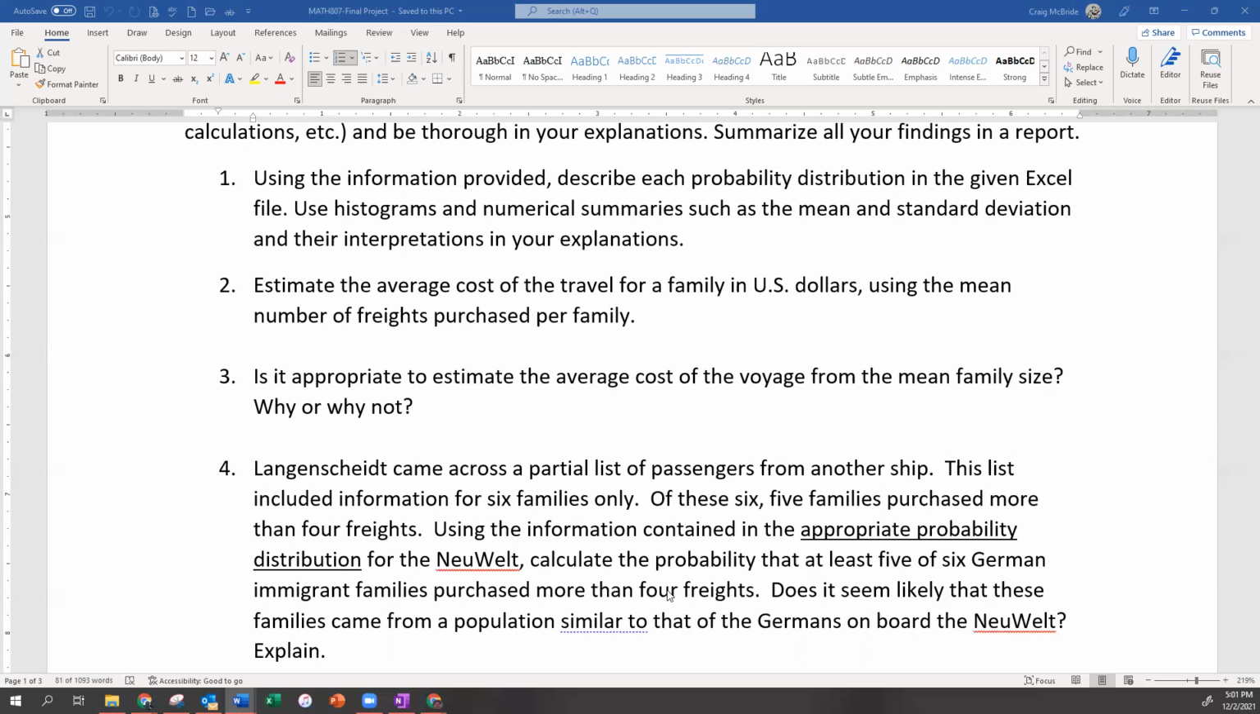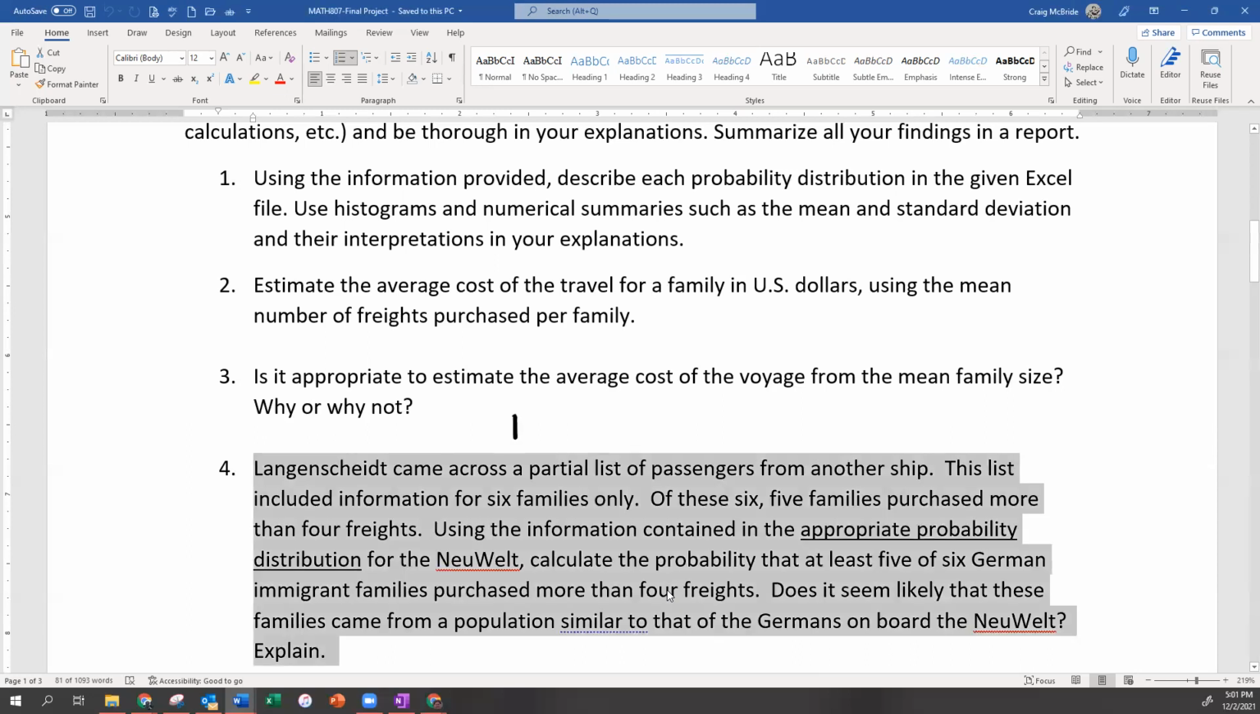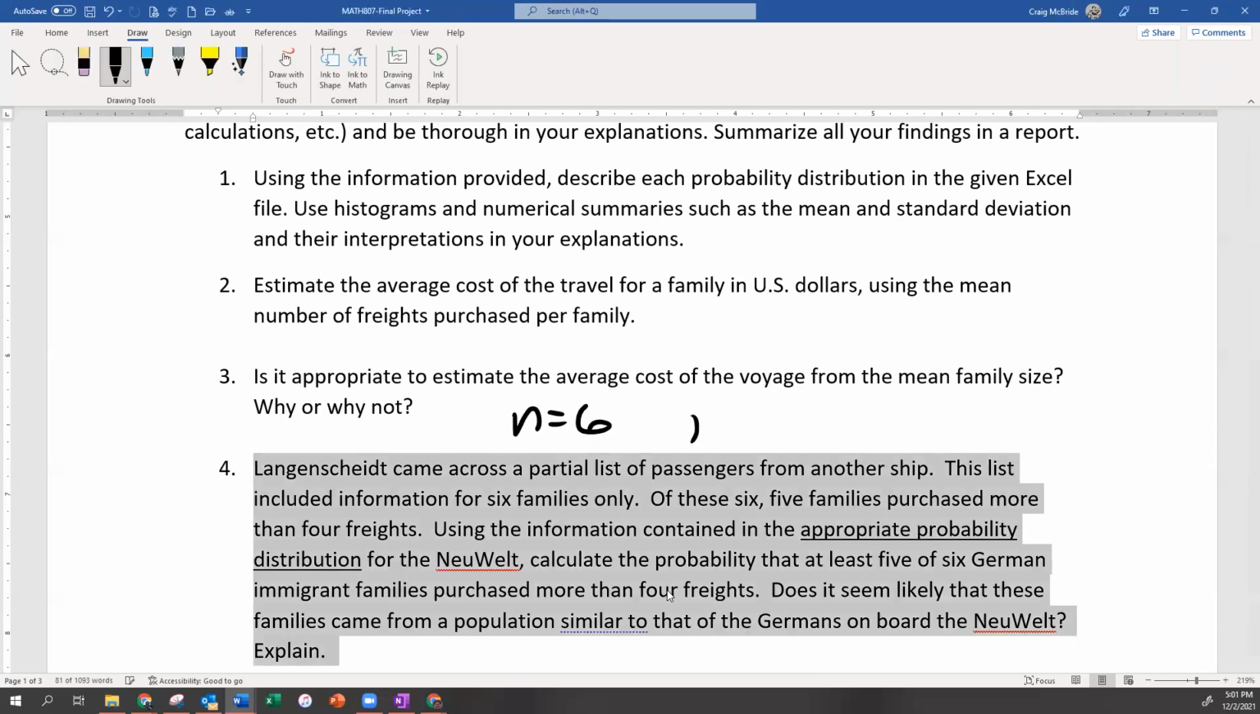Remember, CDFs do "less than or equal to." So we would do a binomial CDF of 4 with our probability of success of being 7%, right? So we basically would have our sample size be 6, our probability would be, let's say, 7%. We would set X to be 4, and we would do a binomial CDF of 4.